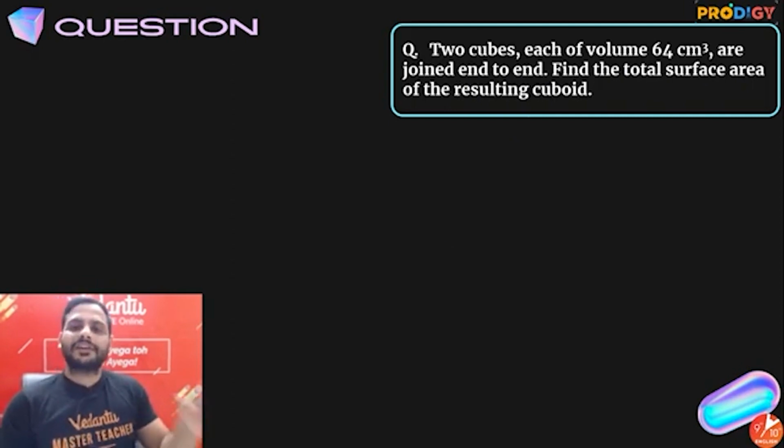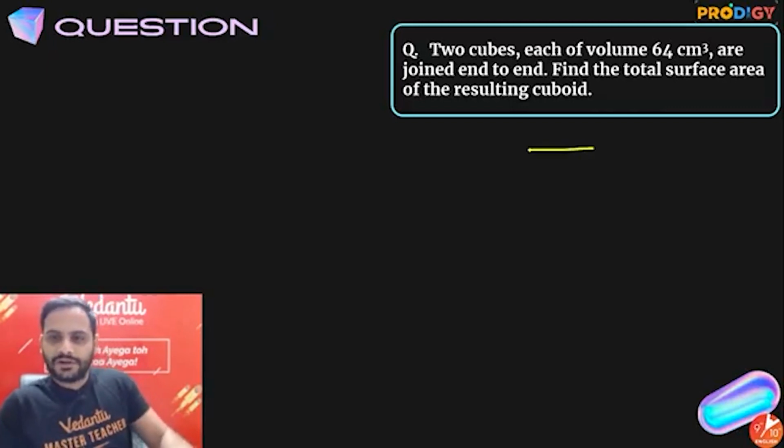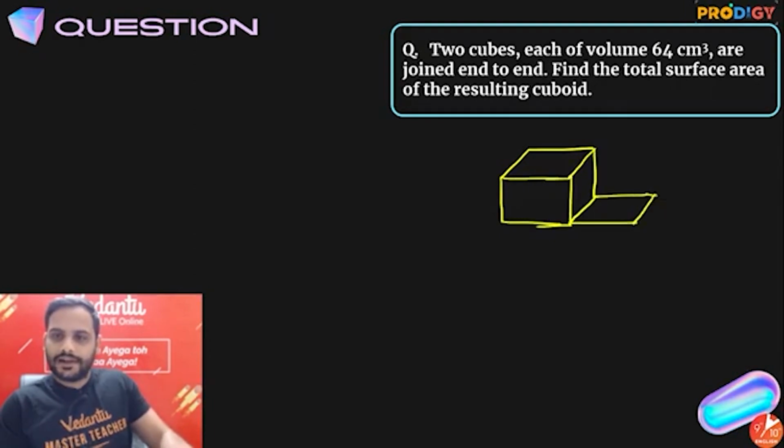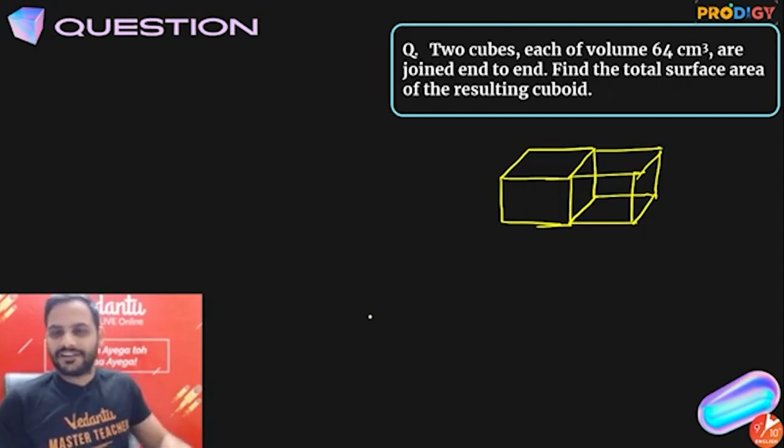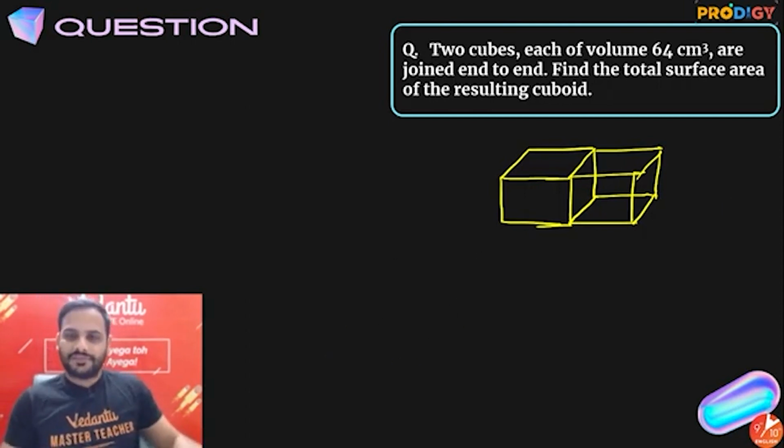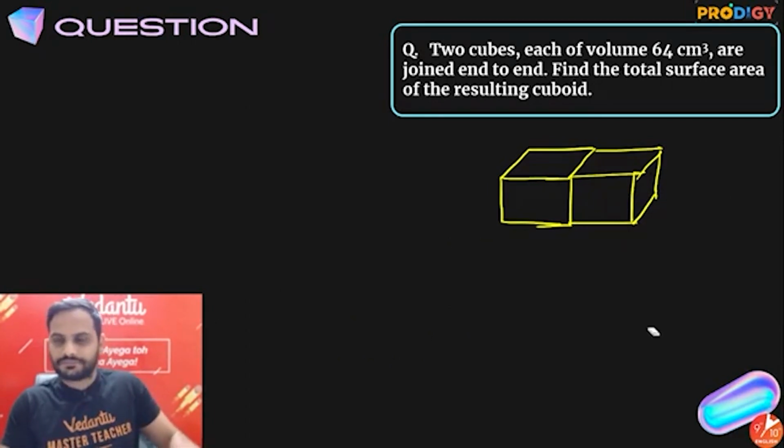So there are two cubes and they are of volume 64 centimeter cube. They are joined end to end. End to end means like this. This is the one cube and this is my other cube. These are the two cubes which we have joined end to end.